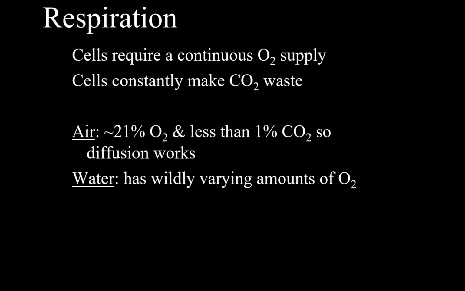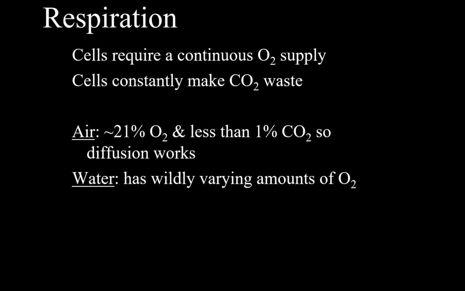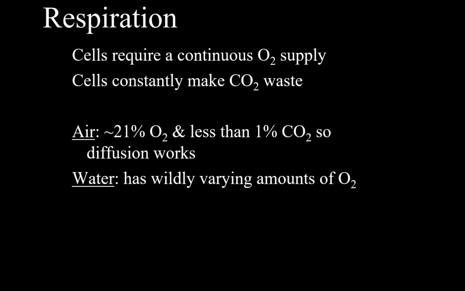Air has about 21% oxygen in it. It's oxygen gas. And it's very low in CO2. It's about 1% CO2, although obviously that keeps going up and up and up as we keep adding massive amounts of CO2 to the Earth's atmosphere. But because we're relatively low in CO2 and relatively high in oxygen, diffusion is going to go the right way. It's going to allow oxygen to diffuse into blood and allow CO2 to diffuse out of blood.